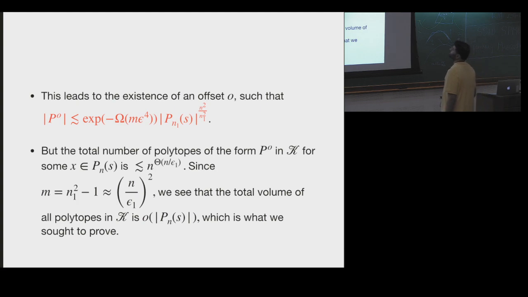Okay, so this gives us this bound, but the total number of polytopes is only some n to the theta n by epsilon 1, because we are only noting down the values very close to the boundary on a very small number of nodes, relatively speaking. So in entropy terms, you're fixing very few of these nodes, so they don't really affect the overall entropy. And so the number of these polytopes is very small. It has an n in the exponent rather than an n squared.